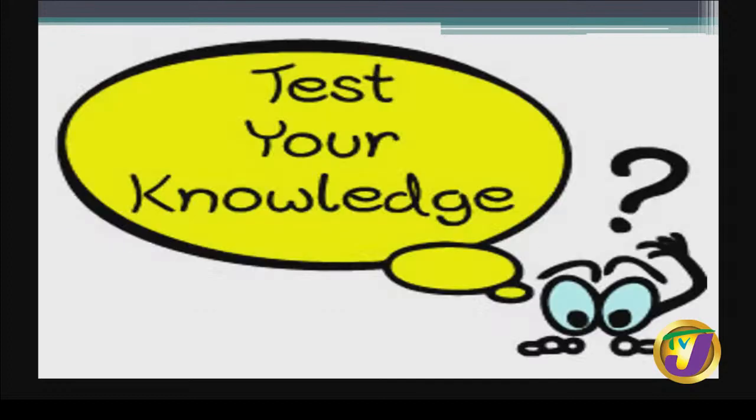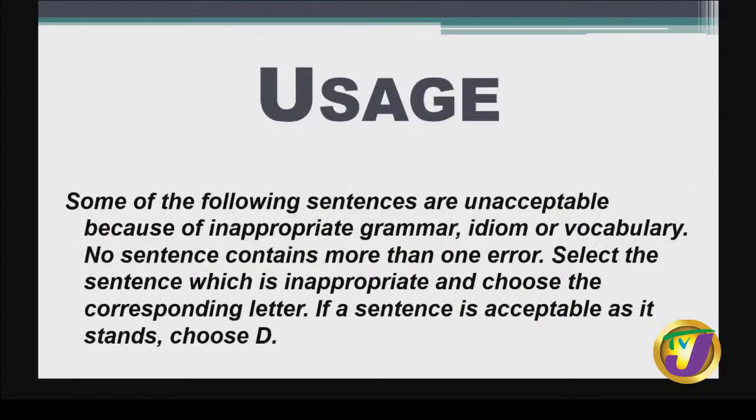So of course, it's time to test your knowledge. So remember we said error recognition. So we're starting with usage. And this is what you're likely to see for the instructions. Some of the following sentences are unacceptable because of inappropriate grammar, idiom, or vocabulary. No sentence contains more than one error. Select the sentence which is inappropriate and choose the corresponding letter. If the sentence is acceptable as it stands, choose D.